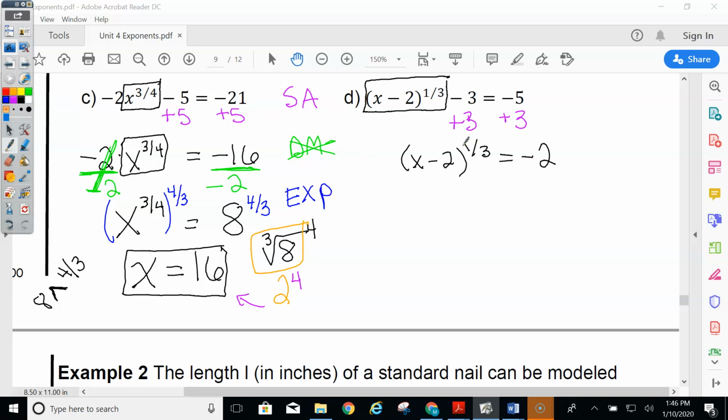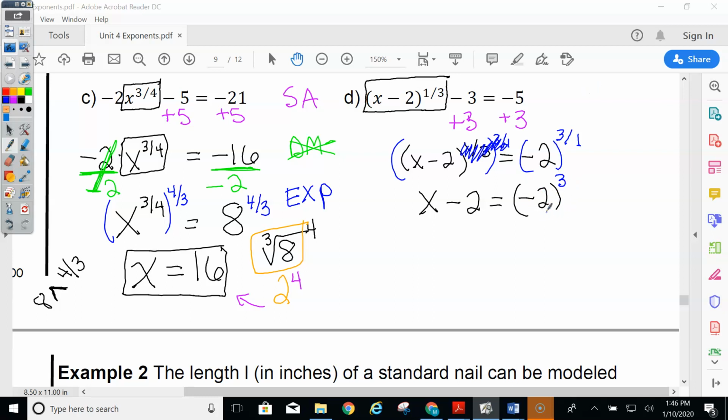What's the reciprocal of 1 over 3? We go 3 over 1. So here we're going to raise it to the 3 over 1. So these cancel out, and we're left with x minus 2. Here you got to be careful. So remember 3 over 1, we can just write it as 3 to the exponent of 3. Make sure when you do this in the calculator though, that you put the parentheses around it.